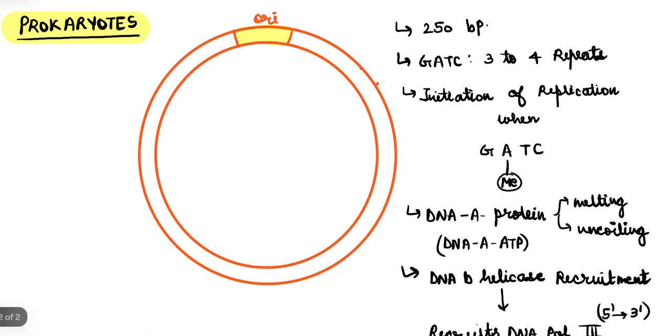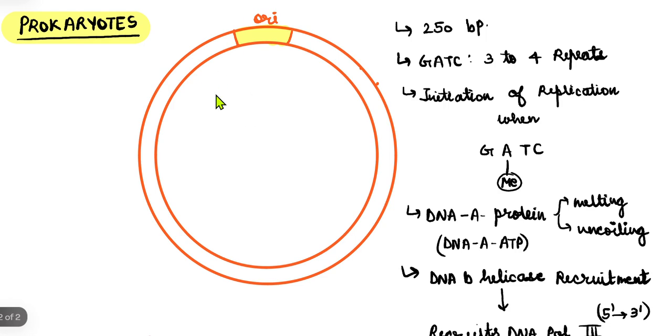After the methylation has taken place, now the replication will begin. For the beginning of replication, a protein which is referred to as DNA-A protein or DNA-A ATP will come and bind to the ORI site. The main function of DNA-A protein will be to melt this ORI region and to uncoil it so that it forms the shape of a bubble. It has to open because the new enzymes which will come will be recruited in this space.